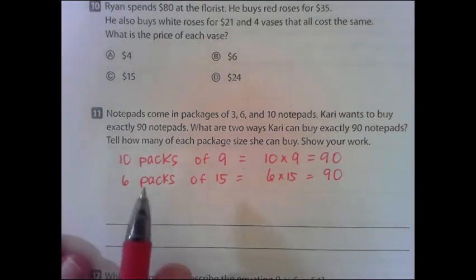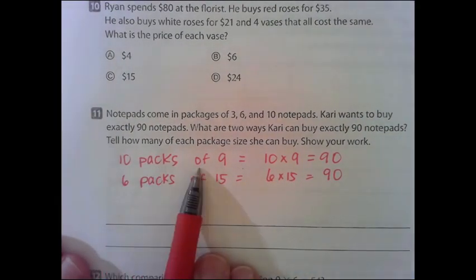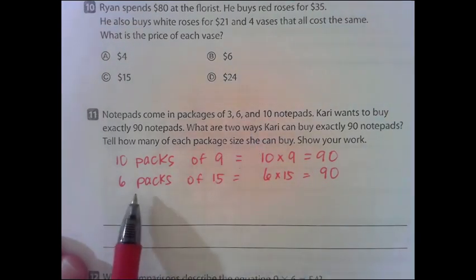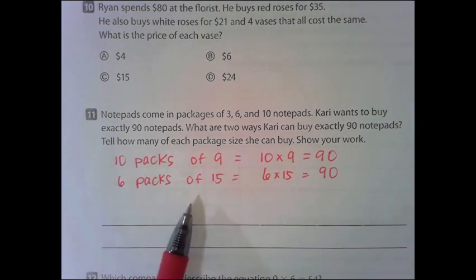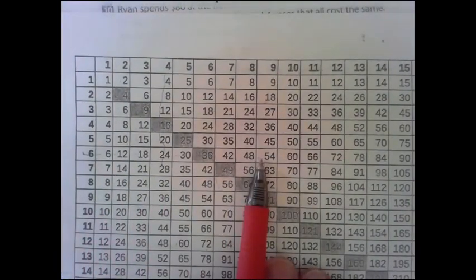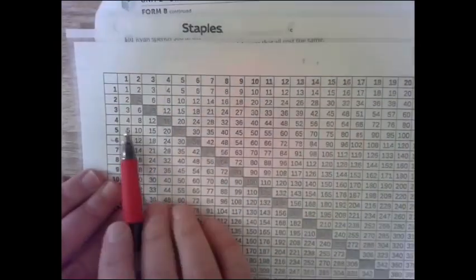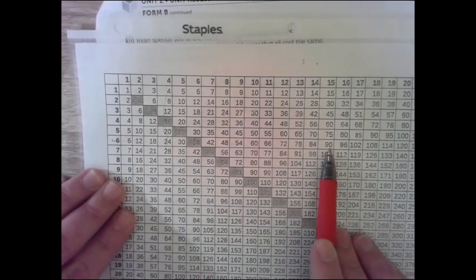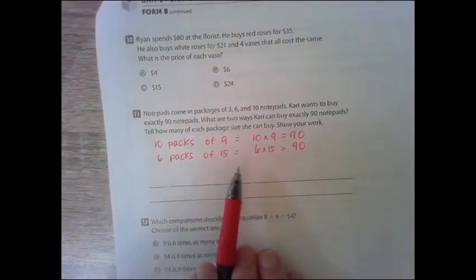I said, okay, she can buy 10 packs of 9, and I know that because 10 times 9 is 90. And I went here with the 6 packs. I know 6 packs of 15 is also 90, because if I use this chart here and look at my 6s, 6 times 15 will get us to 90. So she can also buy 6 packs of 15.